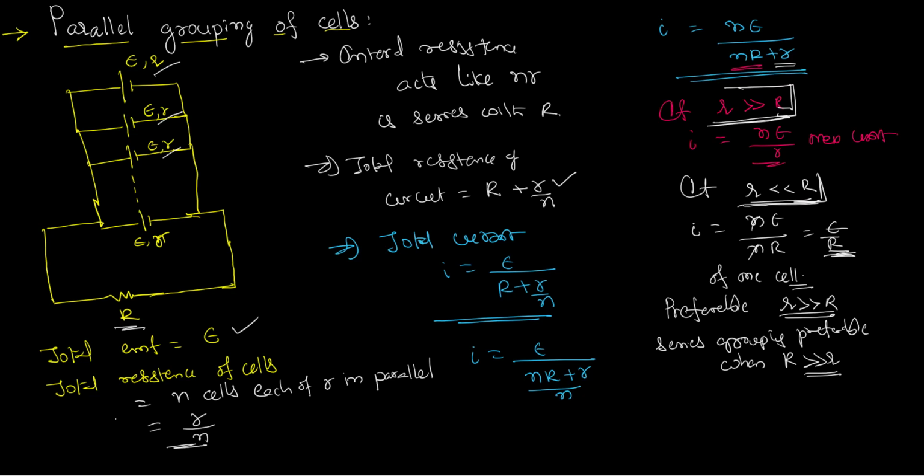You might have a question like, what if some cells are connected wrongly? Even if some cells are connected wrong, that means in reverse connection, the resultant EMF is E itself, because even one cell gives the same EMF of E. Therefore, wrong connection of cells is not going to affect the current generated in the circuit in the case of parallel grouping. It affects only the case of series grouping. This is how we have to study the parallel grouping of cells.